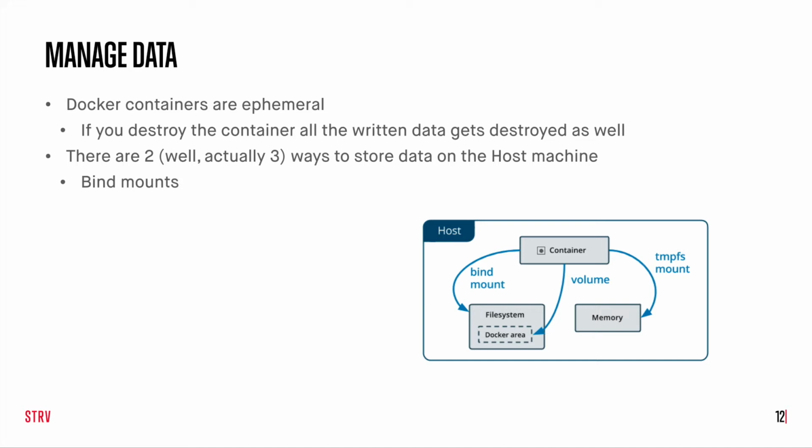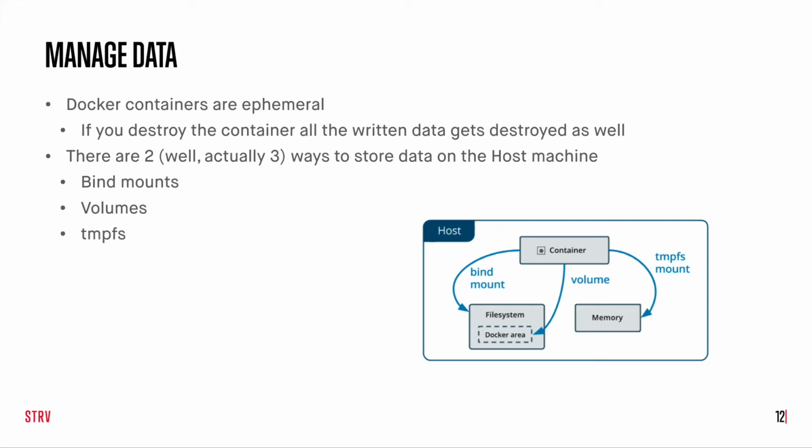But if you want just to store the container data somewhere to be persisted, it's better to use volumes because they are stored in a Docker managed area, which is not dependent on the type of the file system or on the file structure that you have in your file system.